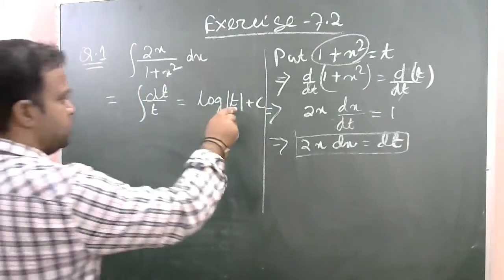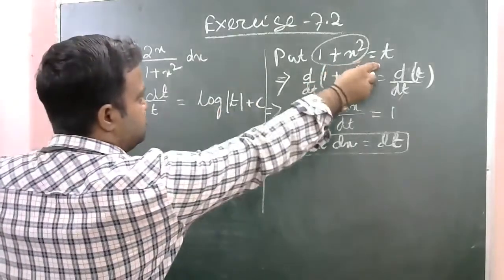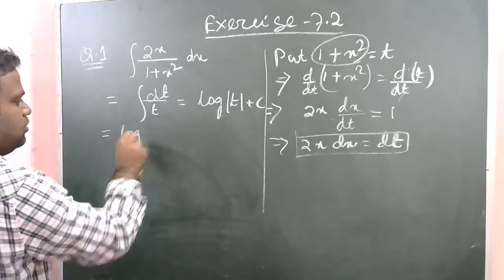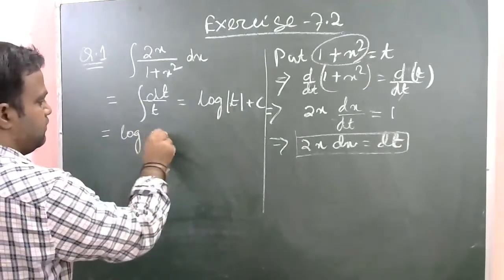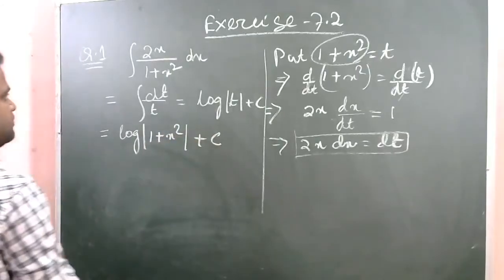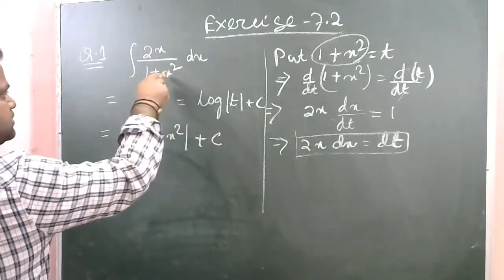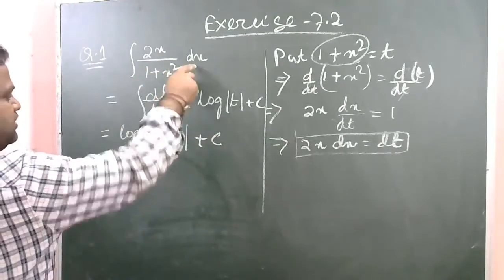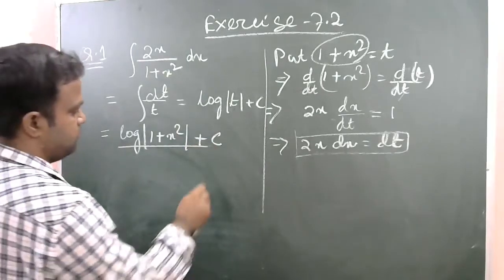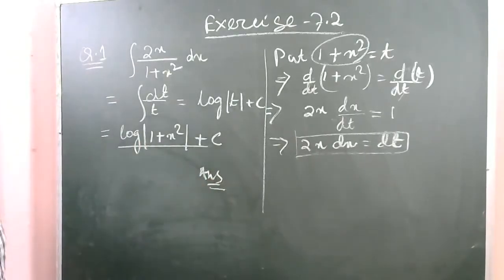Now in the final answer, I have to convert this t back because I have assumed t is 1 plus x square. So log t is log mod of 1 plus x square plus c. Okay, so this is your integration. So the integration of 2x by 1 plus x square dx is log mod 1 plus x square plus c. This is the answer. Now we'll go to question number 2.